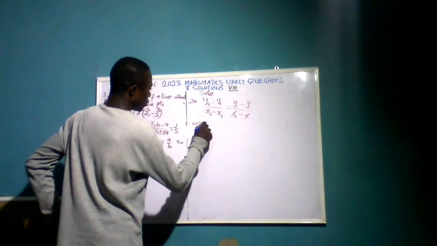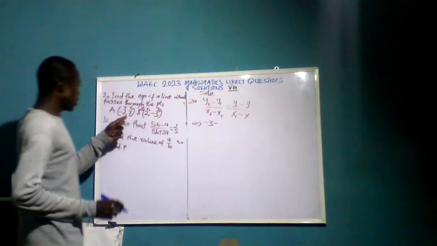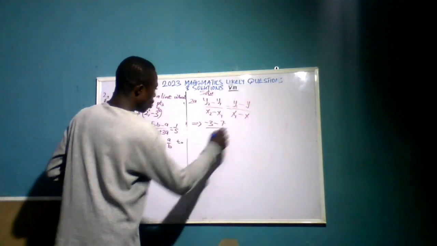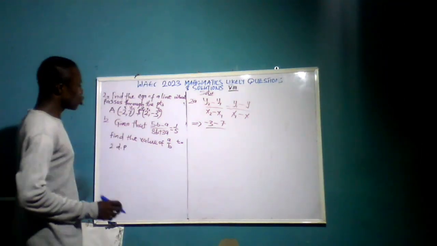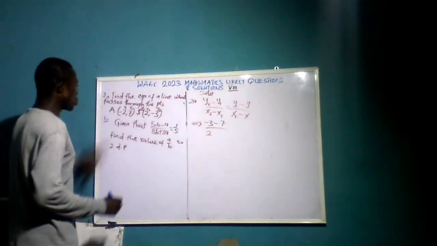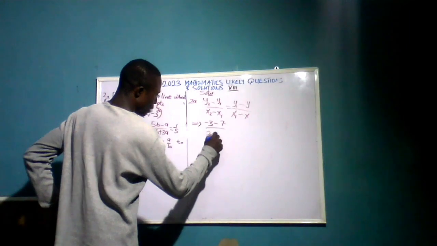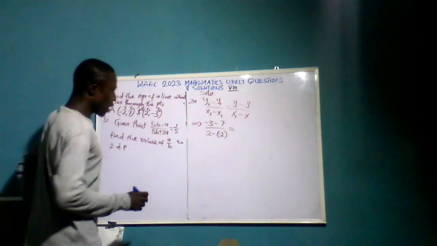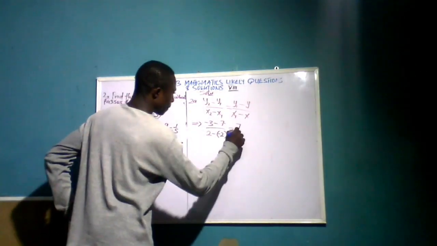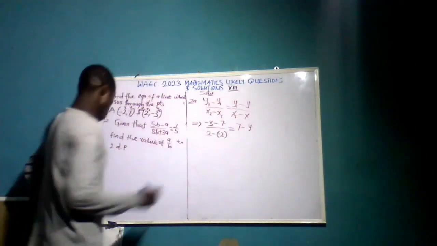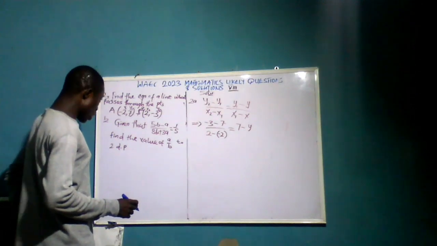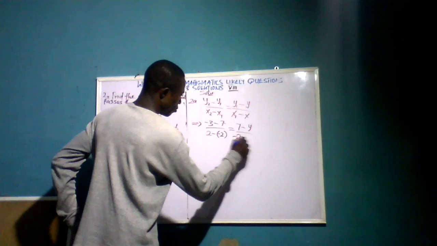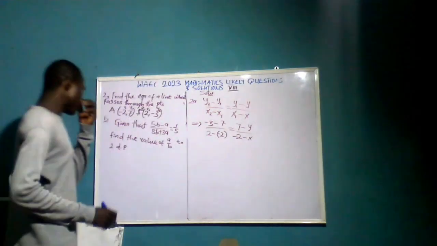That will imply that minus 3 minus 7, of course, that's y2. Oh, sorry, y1, all over x2. x2 is 2 and x1 is minus 2. 2 minus minus 2 equal to y1, which is 7, minus y, and x2, sorry, x1, which is minus 2, minus 2, minus x. Okay.